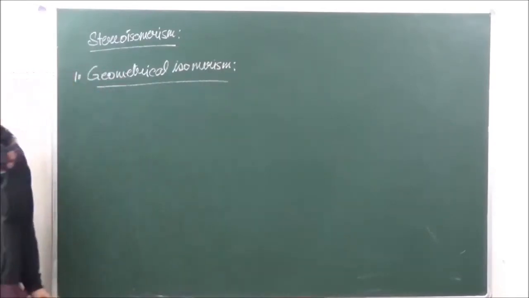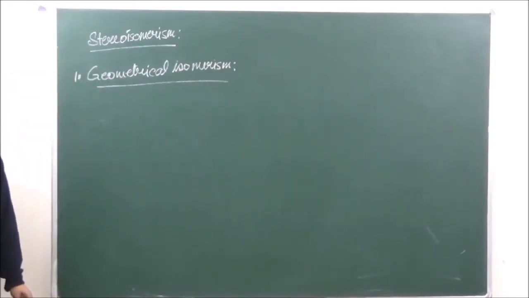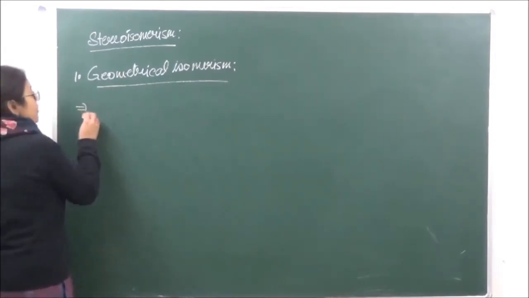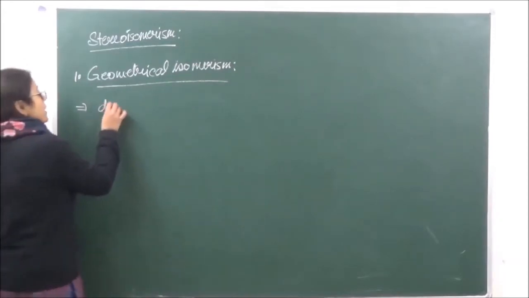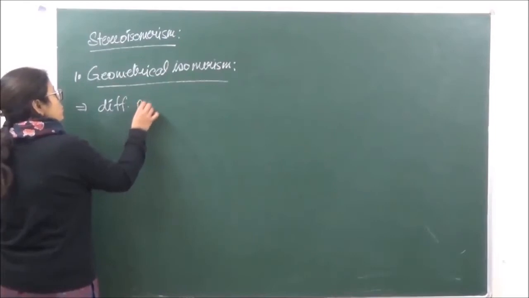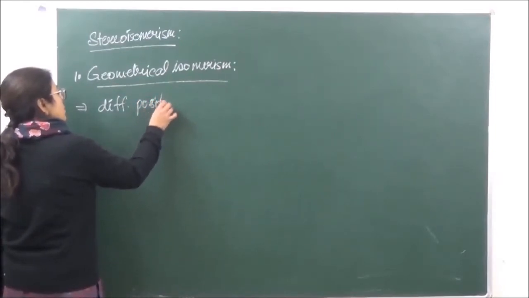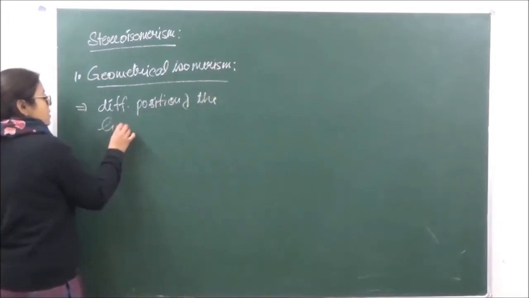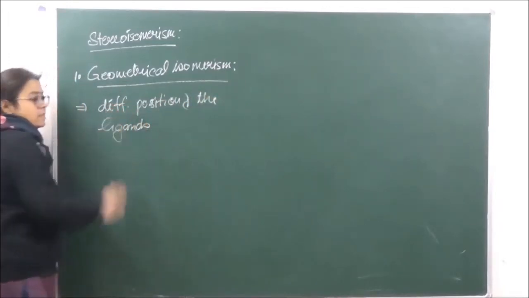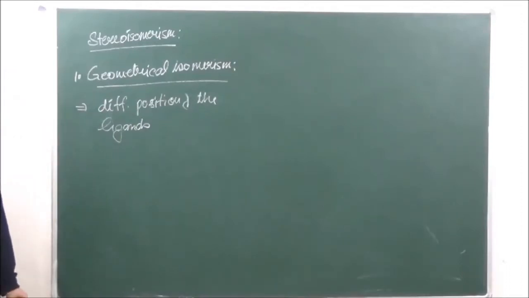geometrical isomerism. Now what is geometrical isomerism? In case of geometrical isomerism, the isomerism arising due to different positions of the ligands, different positions of the ligands around the central metal atom or ion, is known as geometrical isomerism.